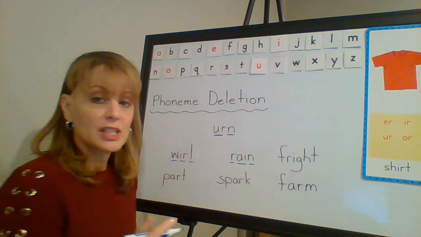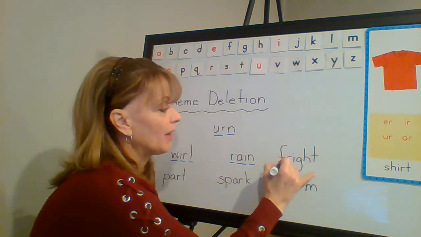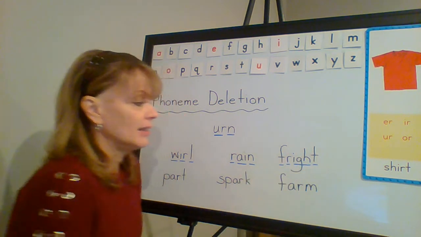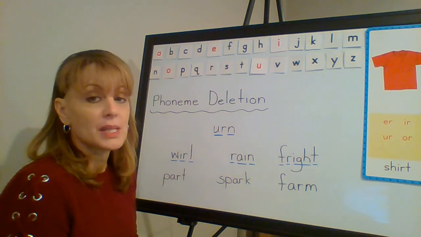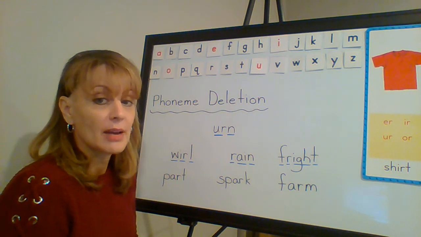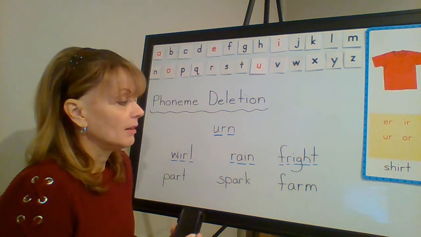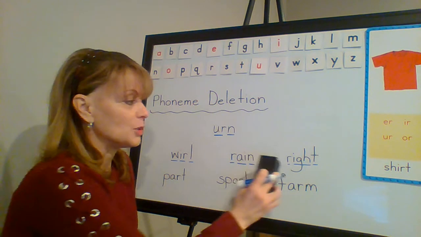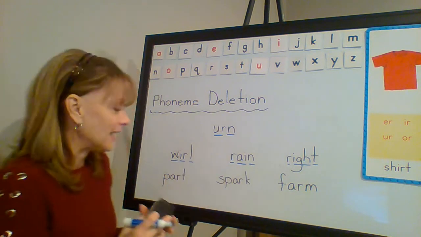The next word is fright. So we have f, r, igh, t. There are 4 phonemes there. If we take off the first phoneme, the f sound, what do we get? Did you say right? Well done.